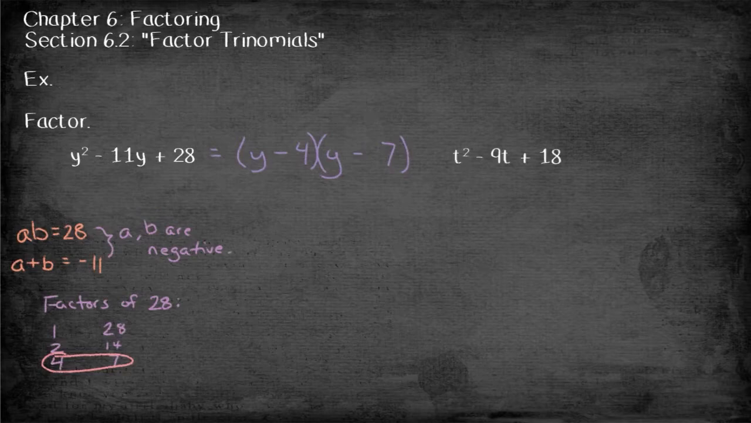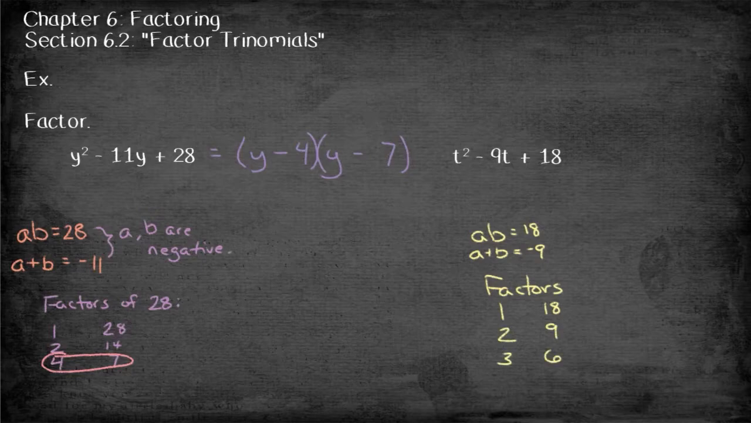Okay, another example. I want two numbers that multiply to give me 18, but add to give me negative 9. So let's look at the factors of 18. And the more you do this, the better you will get at doing this step in your head. Since they multiply to give me a positive and add to give me a negative, they are both negative. So I need to add to get 9. 3 and 6 will work. And there we have our factored polynomial.